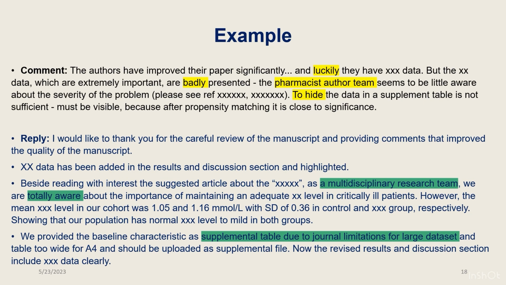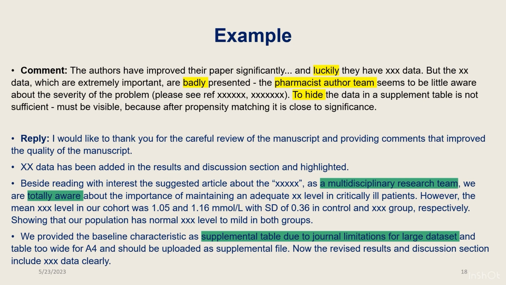And then it assumes that the research team is pharmacists only. However, the research team was a multidisciplinary research team. By saying the pharmacist author team seems to be little aware about the severity of the problem, they assumed that the research team is only pharmacists and has no knowledge about the severity of the X problem. And the reviewer provides some references to look at.